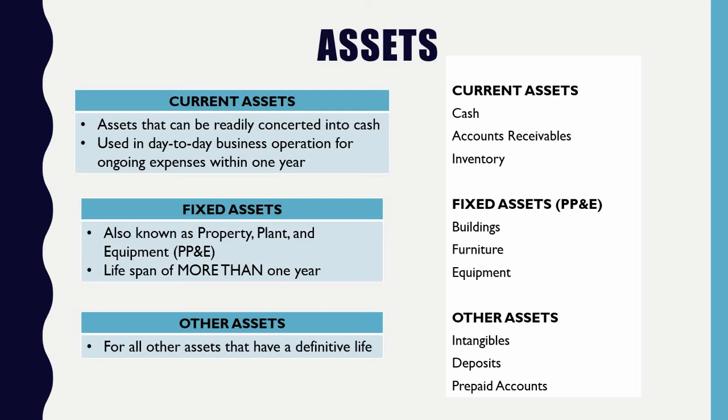It's also pretty straightforward. If you don't have a clue where an asset would fall, you can always shove it into other assets, because if it's not property, plant, or equipment, and it's not something that's easily convertible to cash, you could go ahead and throw it under other assets. Okay? Any questions about assets?